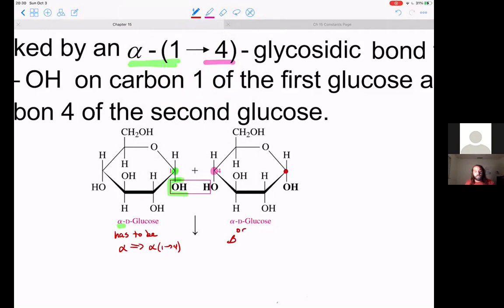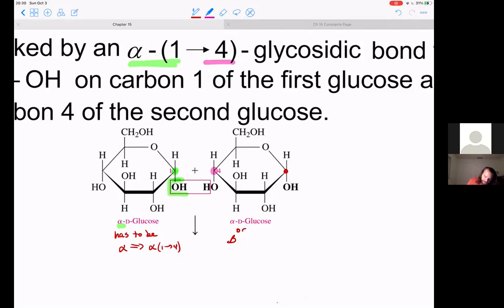So if I started out with my second sugar as alpha glucose, I would get alpha maltose. If I started out with beta glucose as my second sugar, I would get beta maltose. And those are in equilibrium with one another.